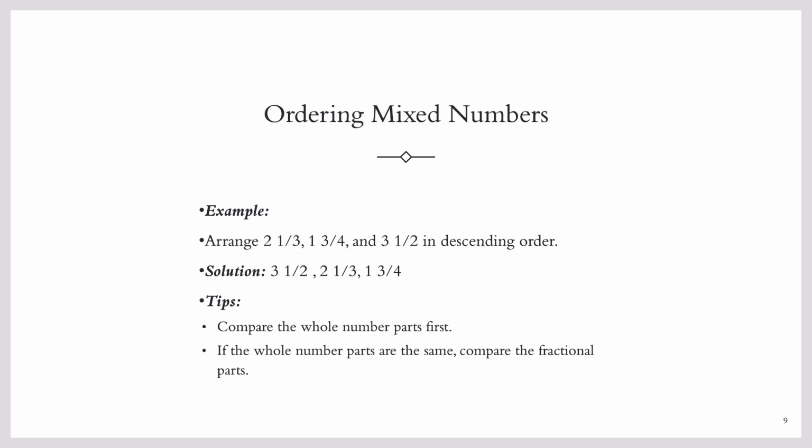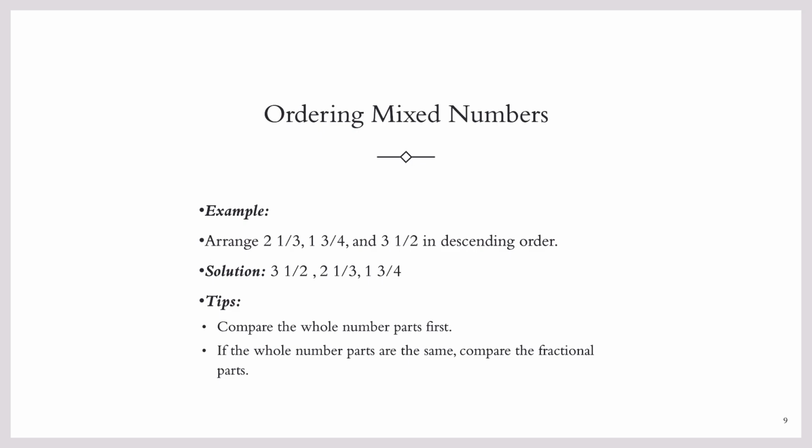Now let's talk about ordering mixed numbers. We have 2 whole 1 over 3, we have 1 whole 3 over 4, and we have 3 whole 1 over 2, and we are to arrange them in descending order. The answer is simply 3 whole 1 over 2, 2 whole 1 over 3, and 1 whole 3 over 4.